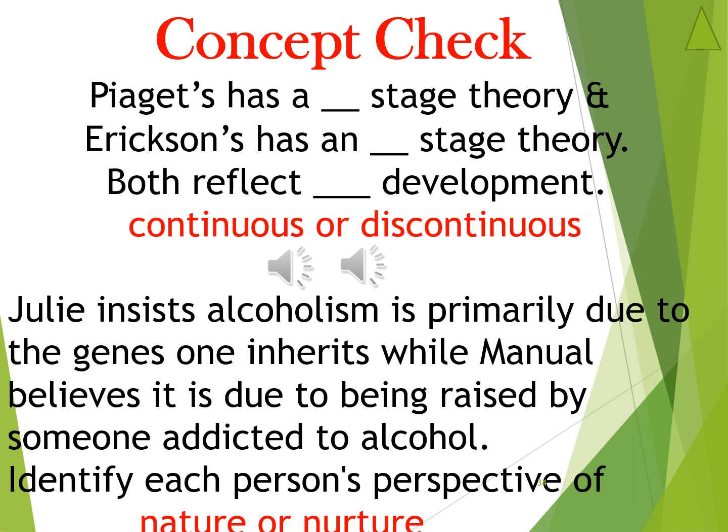For the first part of this concept check, fill in the blanks. Though for the first 2 blanks, you might have to delve deep into your memories of intro psych to try to remember how many stages are associated with each theorist. And for the bottom one, for Julie versus Manuel, decide if the person is endorsing a nature or nurture explanation of alcoholism.